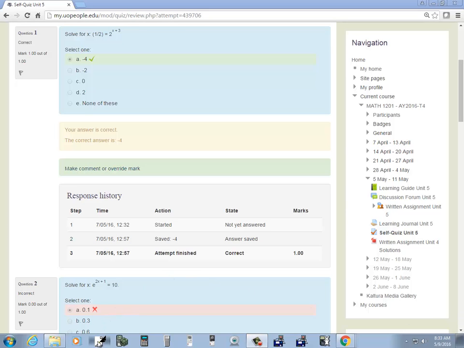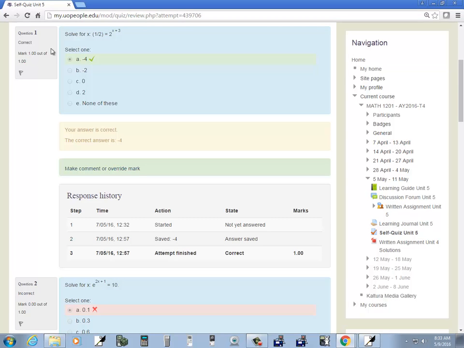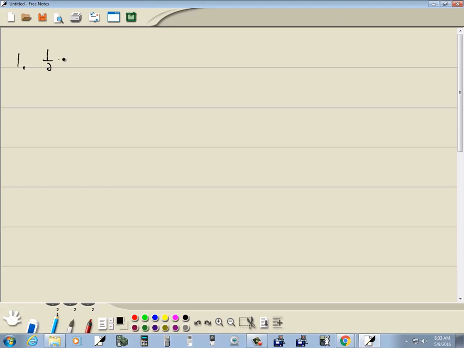Let's take a look at these problems. The first one we got 1/2 is equal to 2 to the x plus 3 power. Well, I can rewrite the 2 in the denominator as 2 over 1, or 1 over 2 to the first power, because if I were to put an exponent on it, you can always put a 1.